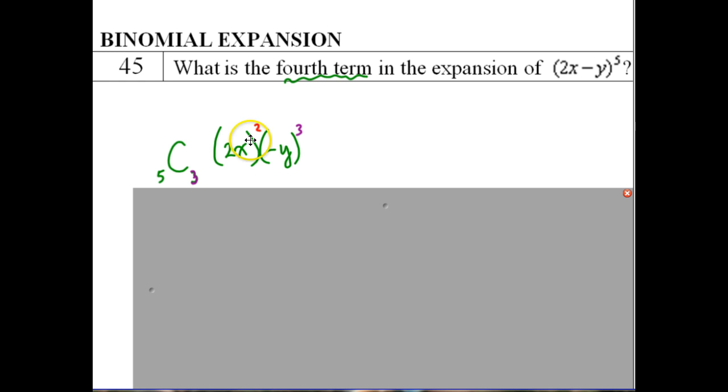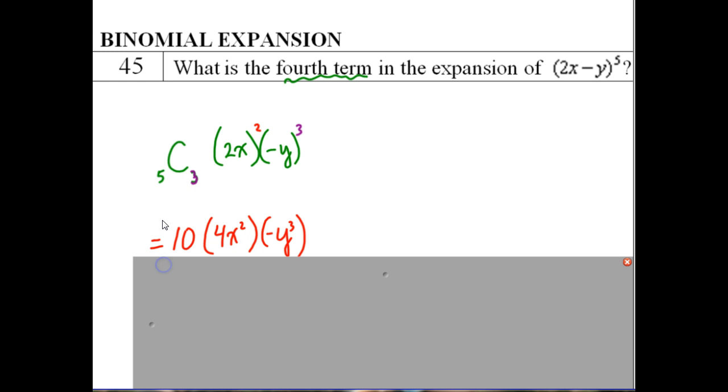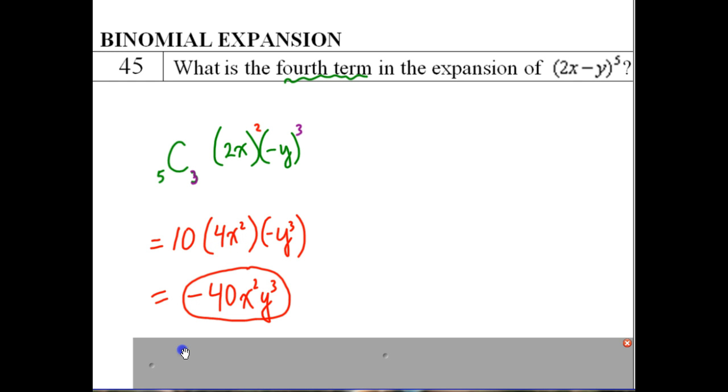In our next stage, we're going to do some simplifying. We're going to go to the calculator and figure out 5c3, which is 10. You can also get this number from your Pascal's triangle if you prefer. I distribute the exponents to each factor inside parentheses, so 4x squared and then negative y cubed. Now it's just a matter of multiplying the numbers, the negative 1 times the 4 times the 10, so we get negative 40 x squared y cubed.